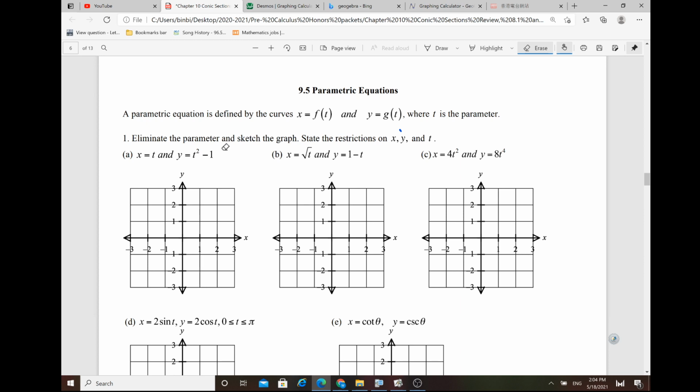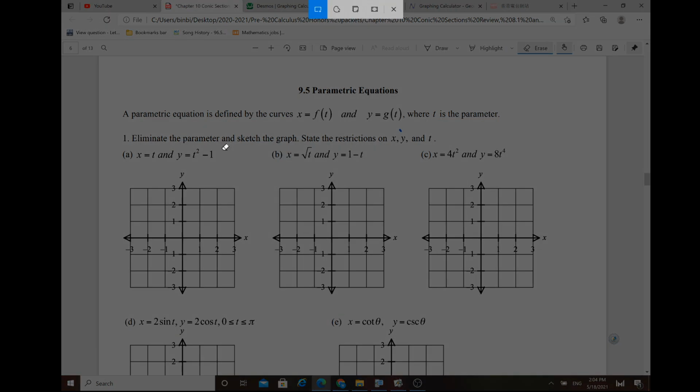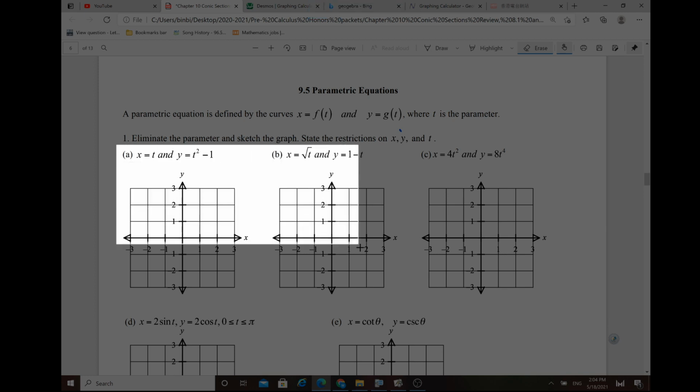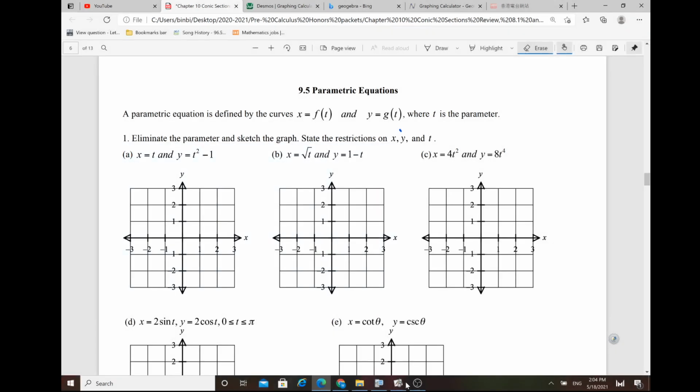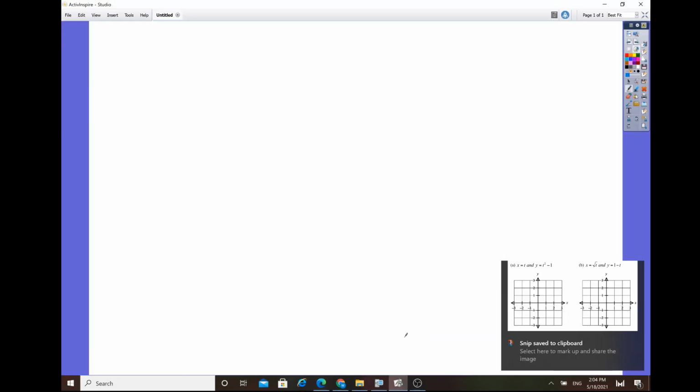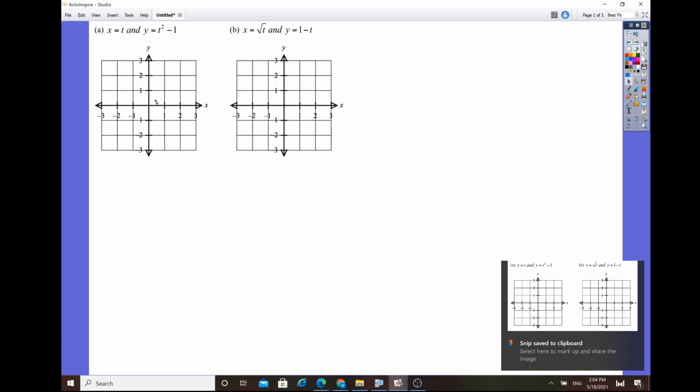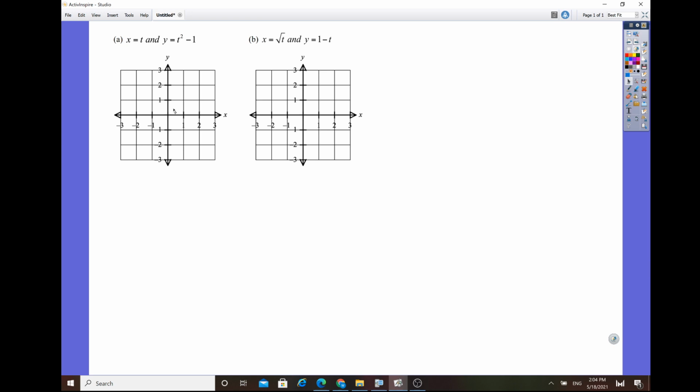Okay, so let's take a look at the first one. Okay, so first thing that you want to do, you want to condense the parametric equation. So x is considered the horizontal component, and then y would be the vertical component. The way that you want to condense it, you can always just name them.